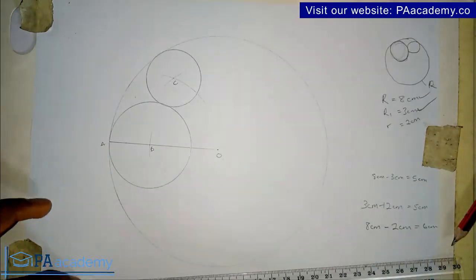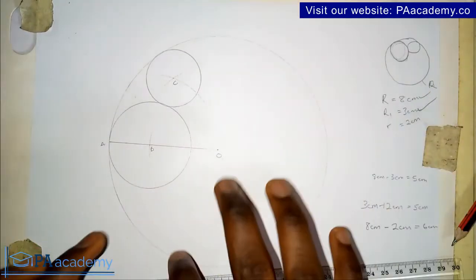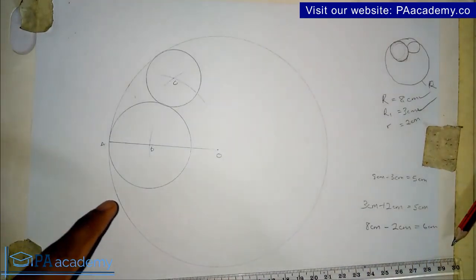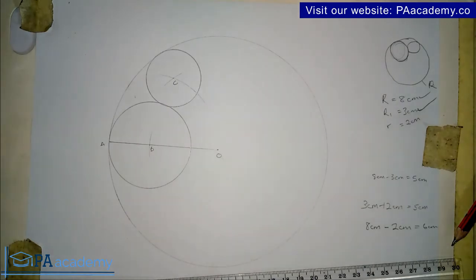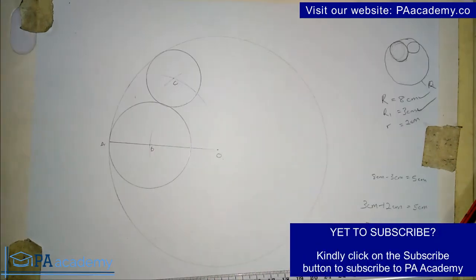So you can see we already have 3 circles. We have 2 internal circles touching each other, and both also touching the circumference of the circle. So this is how you go about it when you are asked to draw 2 circles within a given circle such that they will touch each other, and you are given the radius of all the 3 circles.